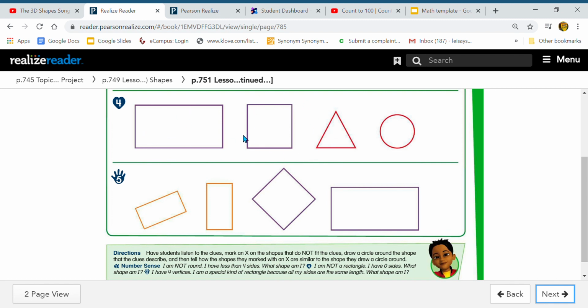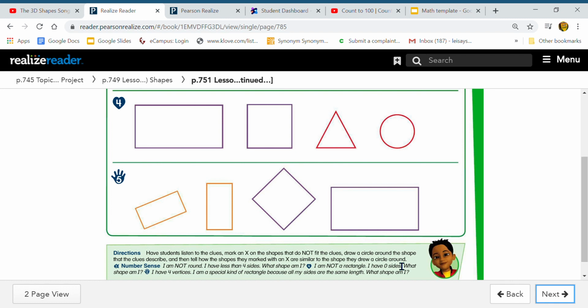Could we be talking about this shape here? Yes, because that is a square. Again, the clue is I am not a rectangle. What about this shape? Is this shape a rectangle? Nope, that's a triangle. So we could be talking about this one. And the last one, what shape is this? A circle. So we narrowed it down to it could be the square, it could be the triangle, and it could be the circle.